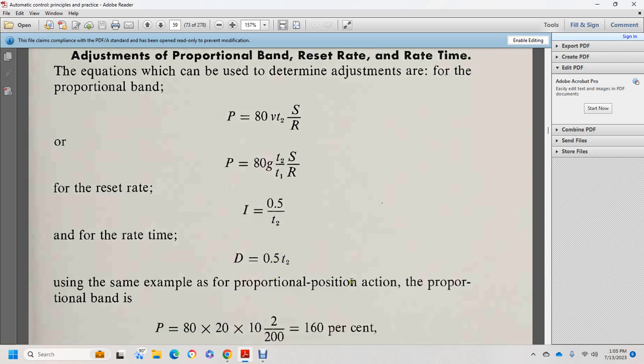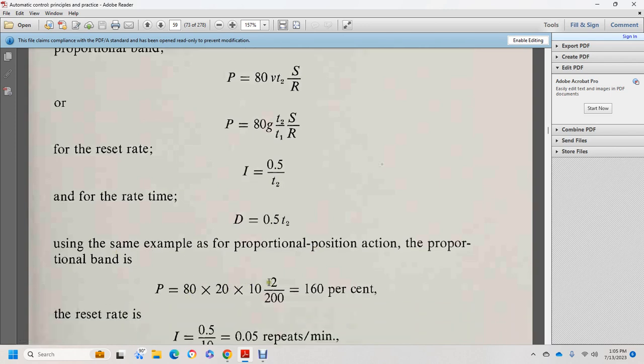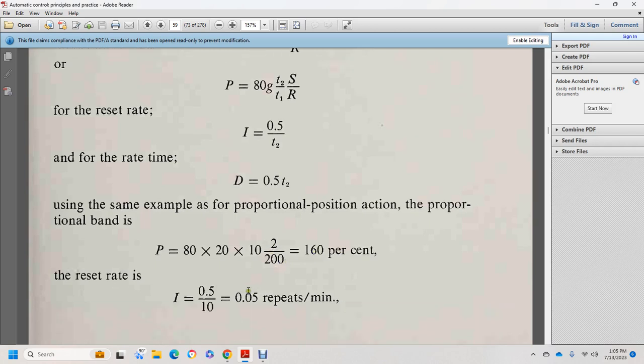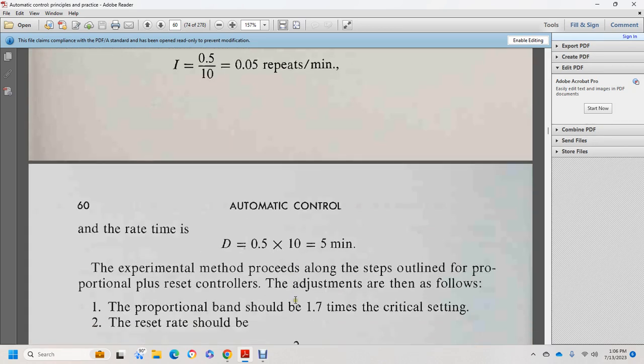Use the same example of proportional position action. The proportional band is 80 times 20 times 10 divided by 2 divided by 200, or 160%. Reset rate is 0.5 over 10, or 0.05 repeats per minute. The rate time is 0.5 times 10, or 5 minutes.